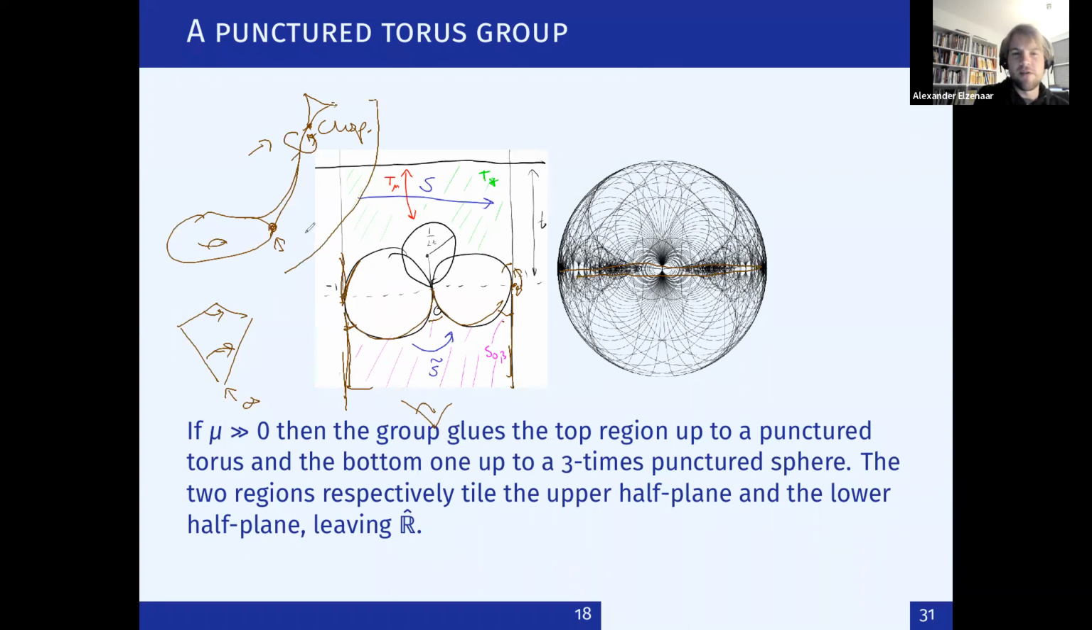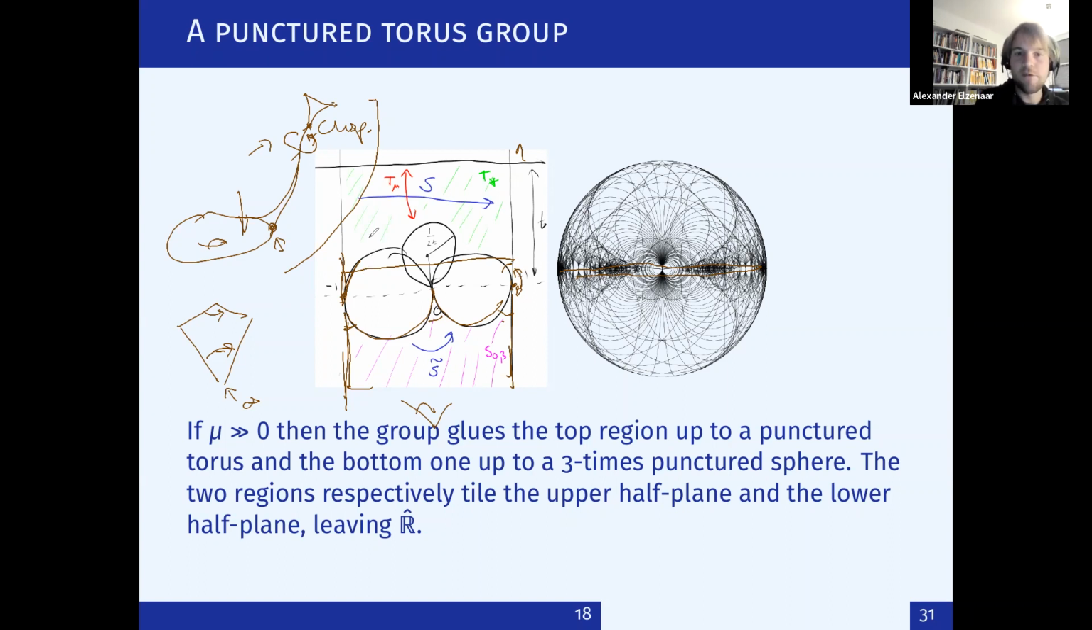You have 2 Riemann surfaces. One of them is a 3 times punctured sphere, and one of them is a punctured torus. And of course, this is only happening if I've chosen mu such that this line is sufficiently far up here. If this line gets down here, then my argument about gluing edges no longer works, because this is no longer a connected set. And so it gets more complicated.